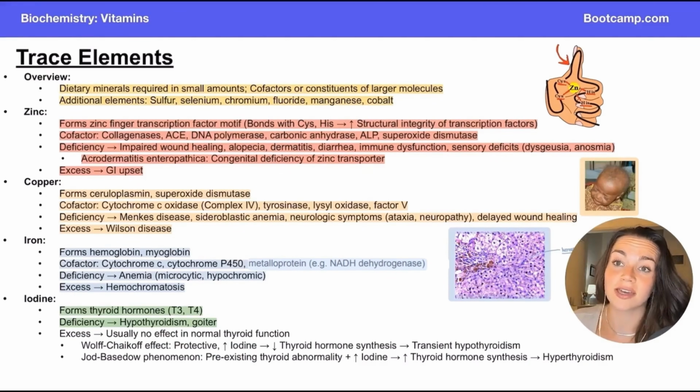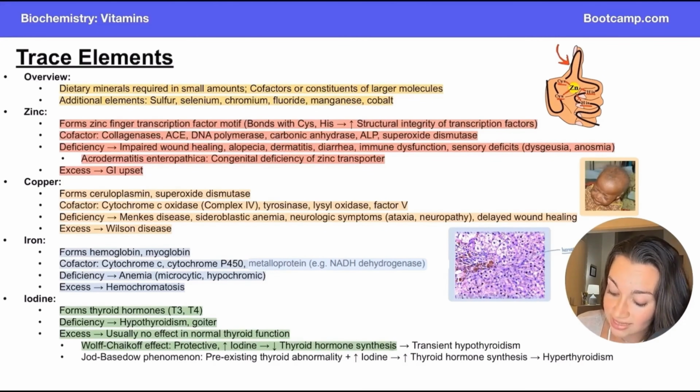And while a deficiency of iodine can lead to hypothyroidism, an excess of iodine usually does not have any sort of effect in a normal thyroid's functioning. That's because of something called the Wolff-Chaikoff effect. The Wolff-Chaikoff effect is a protective effect where your body protects you from high amounts of iodine by decreasing thyroid hormone synthesis. This leads to a transient hypothyroidism, and in that way temporarily protects you in a state of low thyroid function through the surge of iodine. That's what happens in a normal thyroid. However, in someone with a pre-existing thyroid abnormality, you might instead see something called the Jod-Basedow phenomenon.